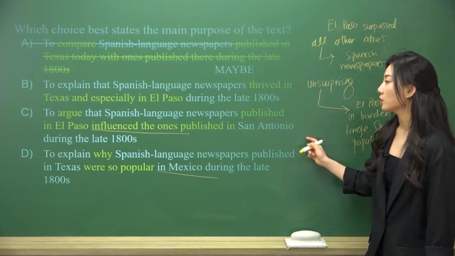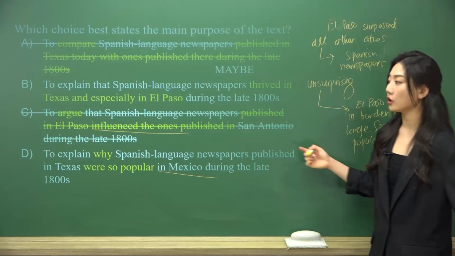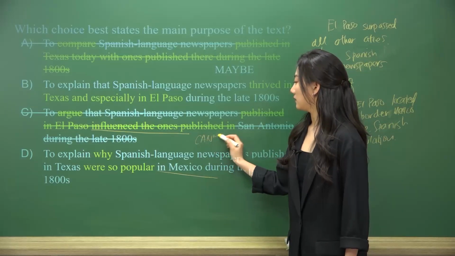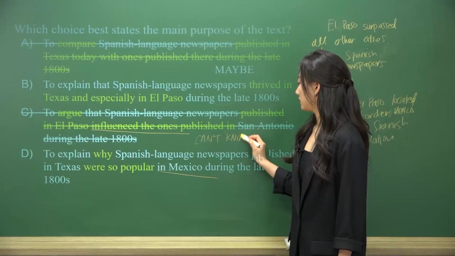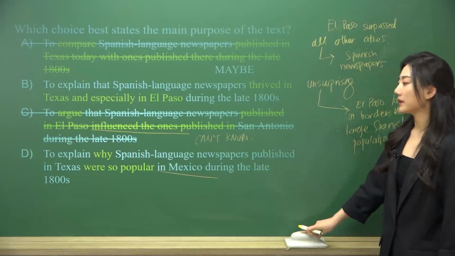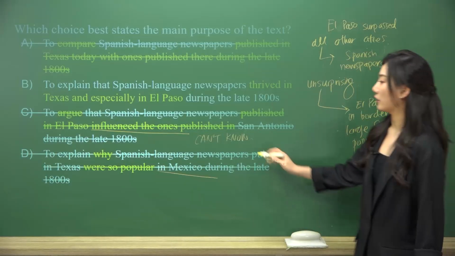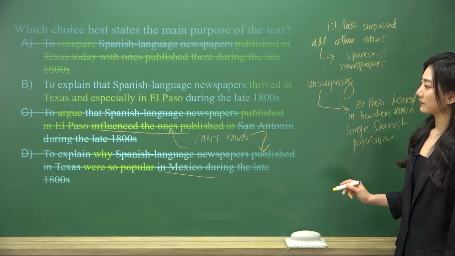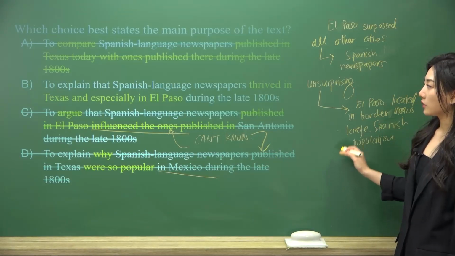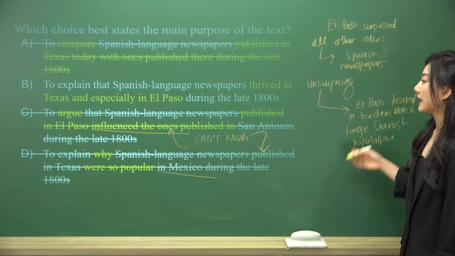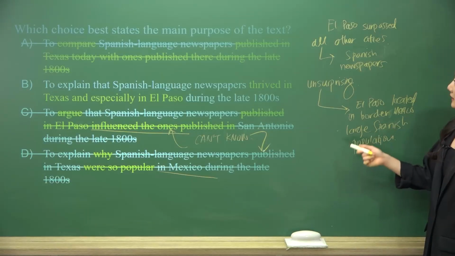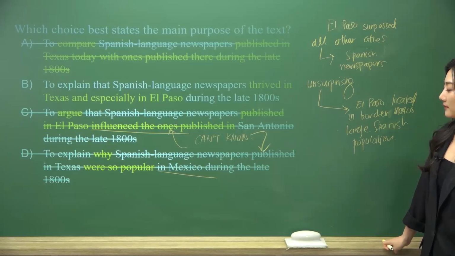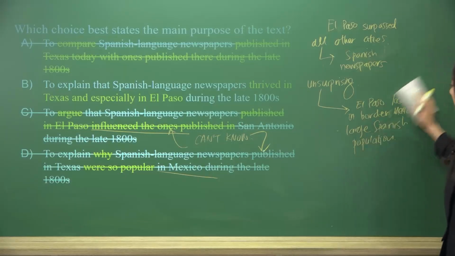C, to argue that it was influencing the ones published is no, we can't know that. And D, to explain why they were so popular, another can't know. Can't know, can't know, our answer is B. The reason why Spanish language newspapers thrived in Texas and El Paso was because of all of these things that we've written here. Okay.